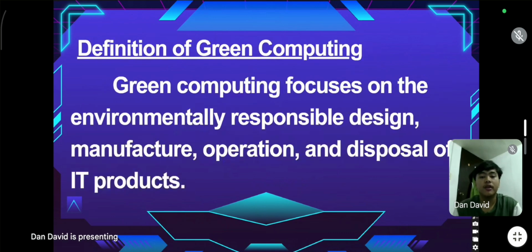Next, definition of green computing. Green computing focuses on the environmentally responsible design, manufacture, operation, and disposal of IT products. So, this formally defines green computing and sets the context for sustainable practices in the IT product lifecycle.